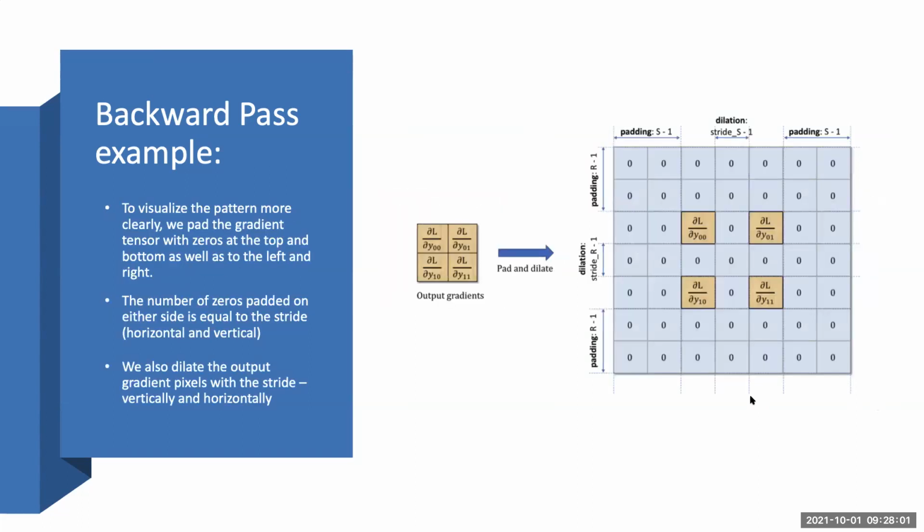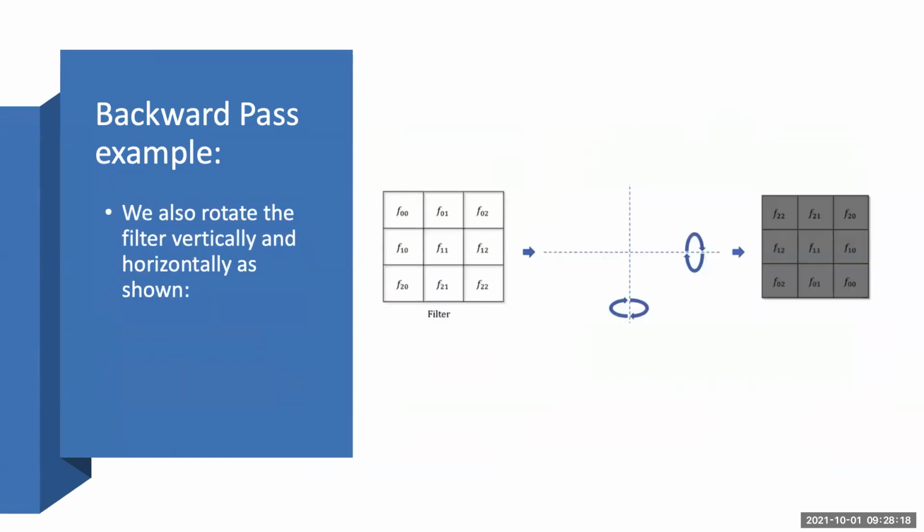So we kind of expanded the loss gradients so that we can then perform the backward pass operation on it. So what do we do next? It's basically the same thing we've been doing all along. You flip vertically and then horizontally, basically a 180 flip.